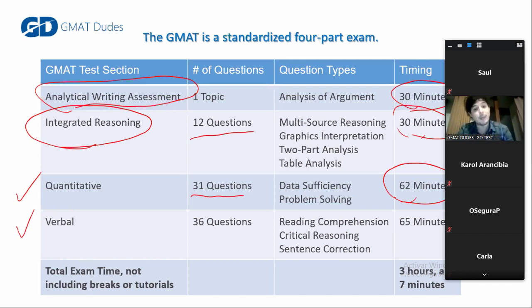Now, let us talk about my section. I do not teach quantitative, but I teach verbal. So, do you know anything about the verbal section in the GMAT?